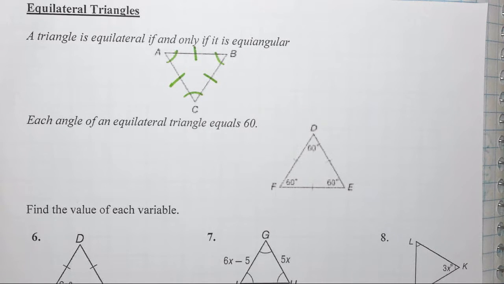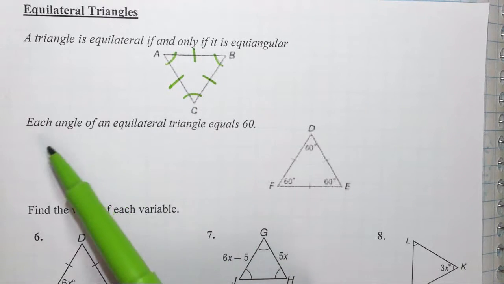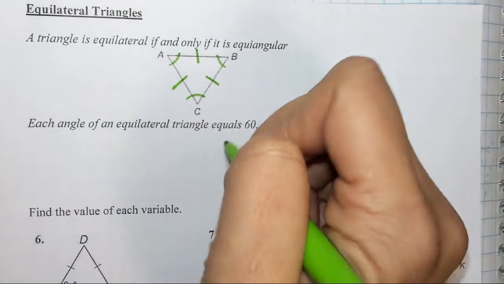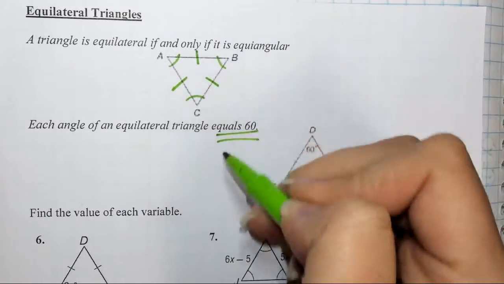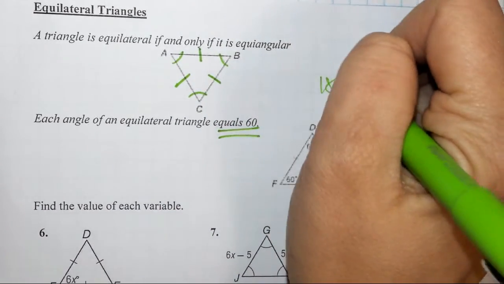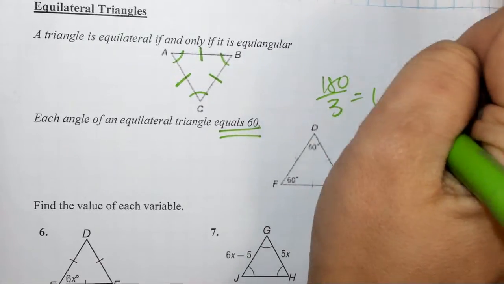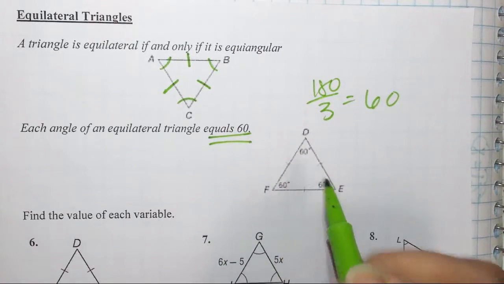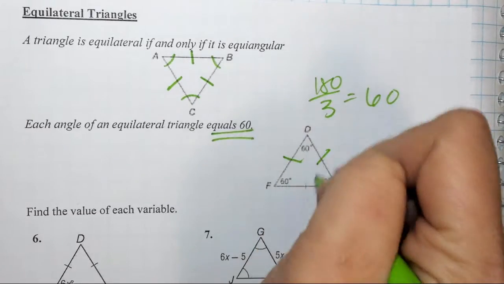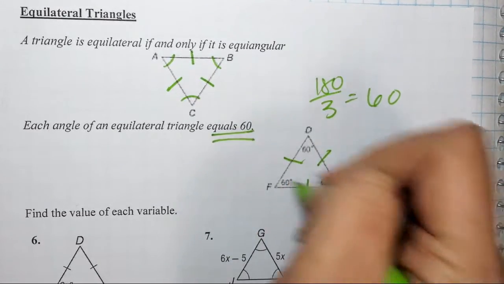It's on the board. Alright, so this says each angle of an equilateral triangle is equal to 60 because they are all congruent. So you do 180 divided by 3, and that gives you 60. So all of these are 60. If all sides are congruent, all angles are 60.